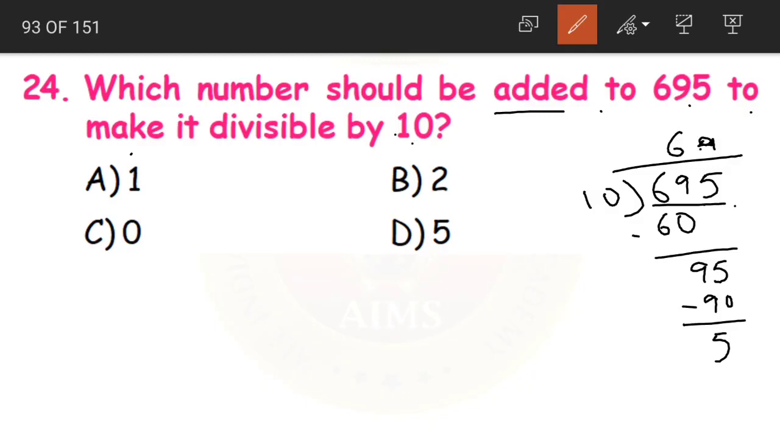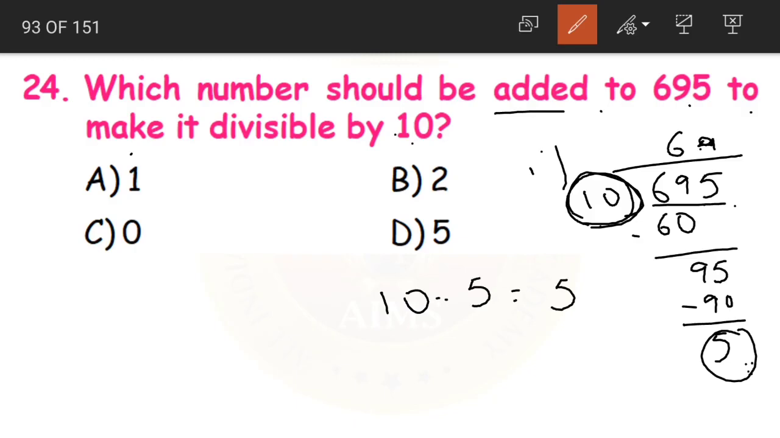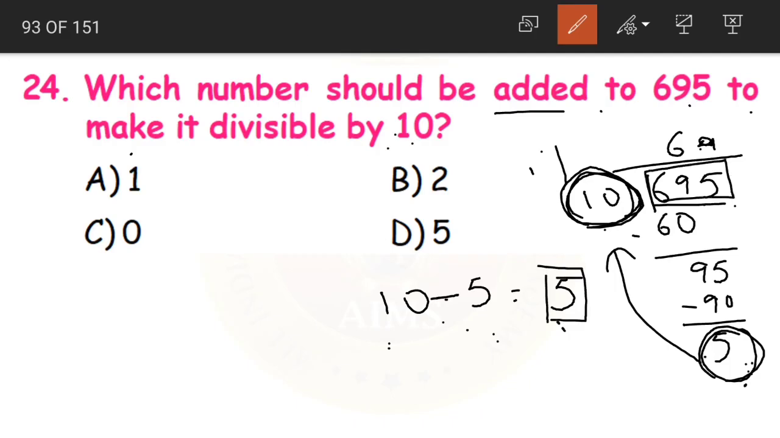Now in such cases, first step is to divide the number. Yes, we have divided. Now we have the remainder, right? Now subtract the remainder from the divisor. 10 minus 5 is equal to 5. Listen to me carefully. We have the divisor and the remainder. Subtract the remainder from the divisor. 10 minus 5 is equal to our 5. Now this 5 should be added to our dividend to make it divisible by 10.